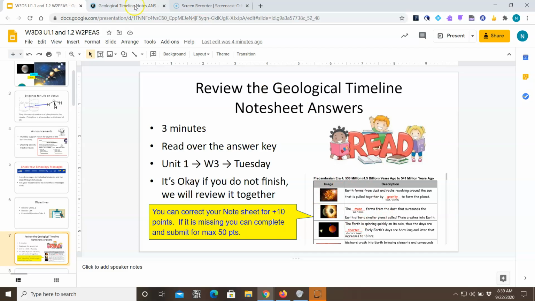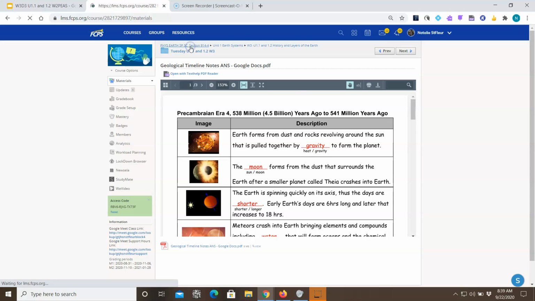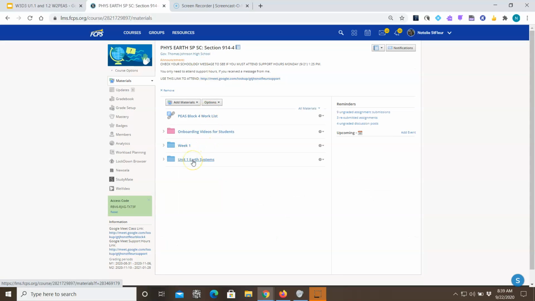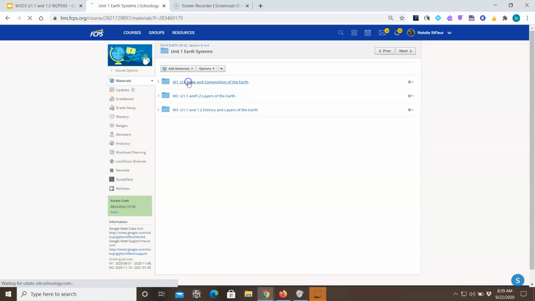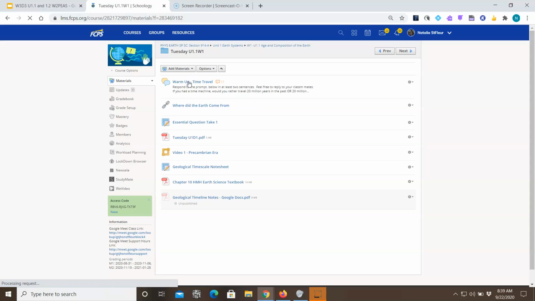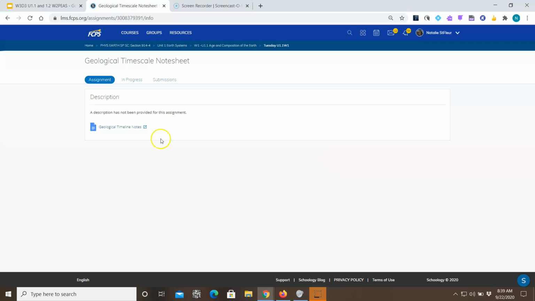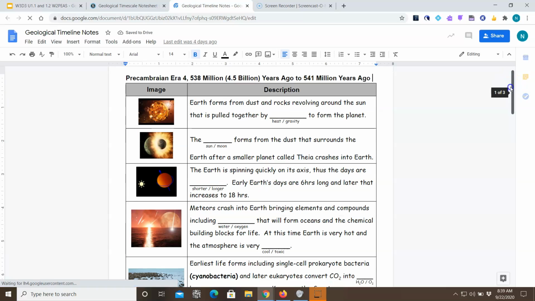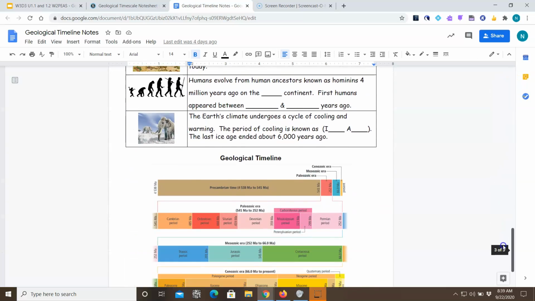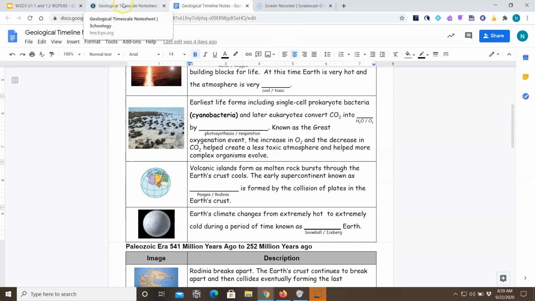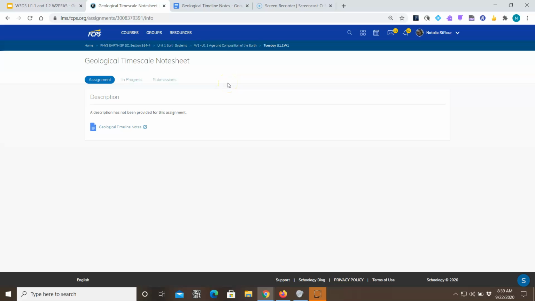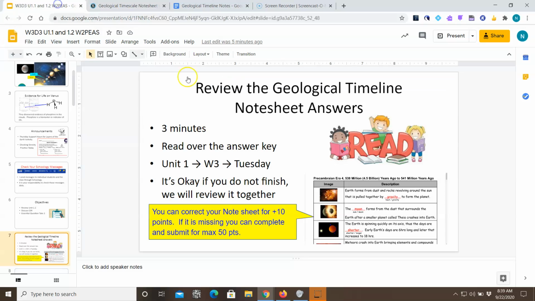So where do you get this note sheet again? You would go to Unit 1, Week 1, Tuesday, and here it is, the Geological Timescale Note Sheet. You would open that up, and if you haven't submitted the document, you would fill in the blanks. If you have submitted the document already and you just want to correct it, you would look in your Google Drive for the note sheet, and then you can add and modify.